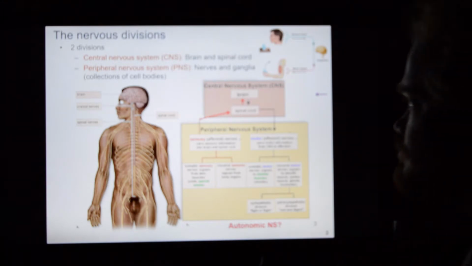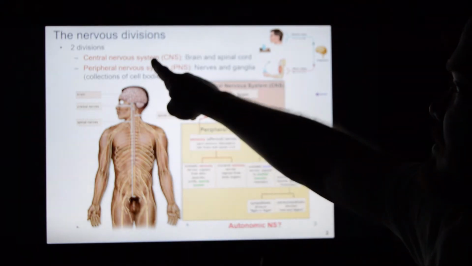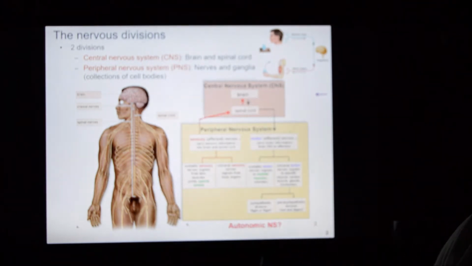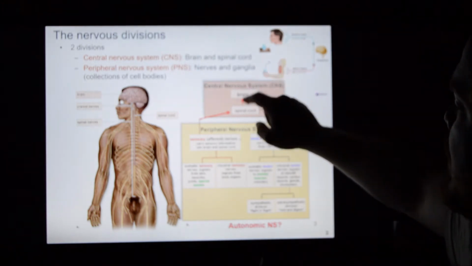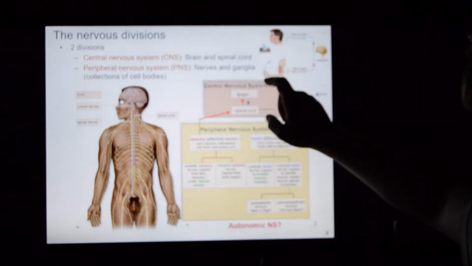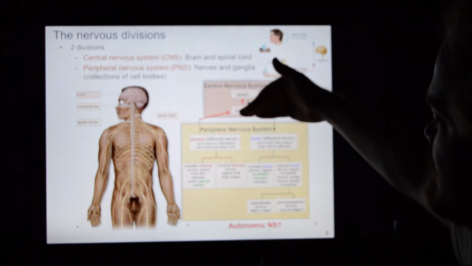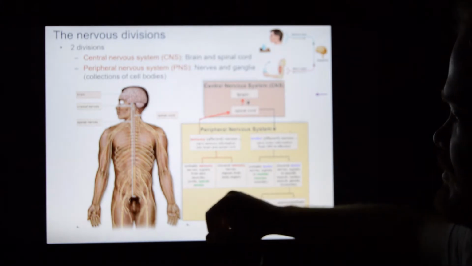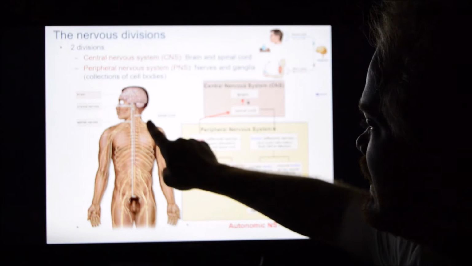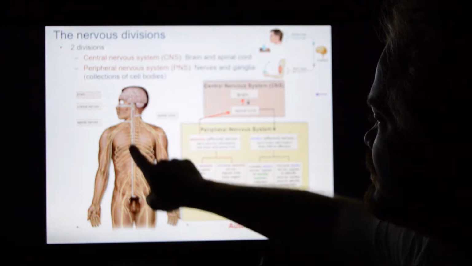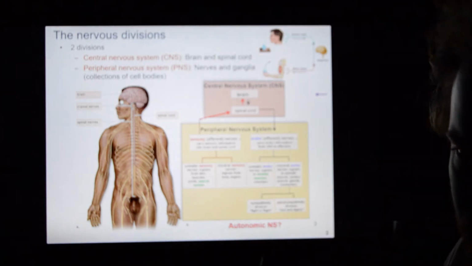Alright, here we go. Your nervous system is broken down into two parts: the central nervous system and the peripheral nervous system. The central nervous system is contained within bone. This is the brain and spinal cord, protected by your skull and your vertebral column. The peripheral nervous system is everything outside of the brain and spinal cord. So here's the brain, here's the spinal cord. This would be the central nervous system. And all of these peripheral ganglia and nerves, all of that is peripheral nervous system. Very important for us.